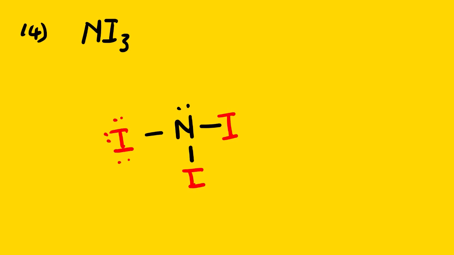Nitrogen triiodide. Definitely our nitrogen will be the central atom. And you can see that if nitrogen bonds with 3 atoms, we are going to have something like this. Then you simply put the lone pairs here. Then it is pretty much obvious that our iodines will be here. Then we can put the lone pairs. Done.